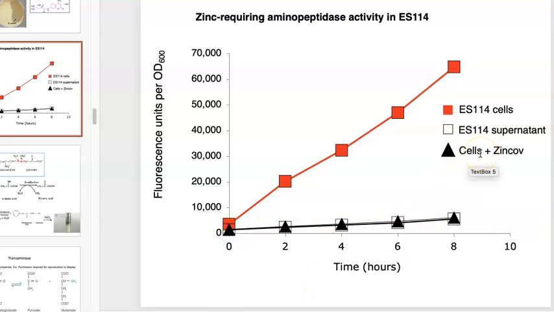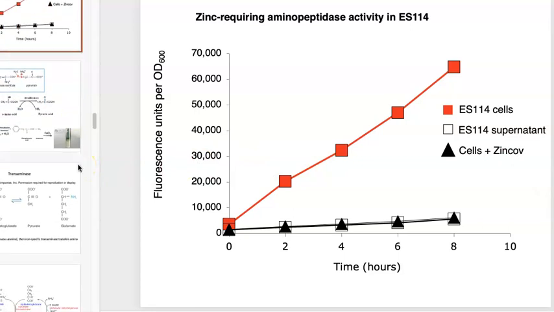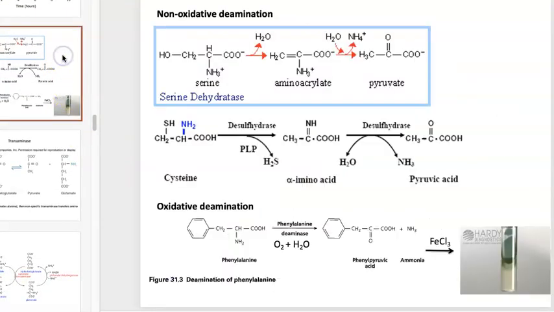Similarly, once you know that the activity is associated with one fraction or the other, in this case it's the cell fraction, you can take the cell fraction and mix that with a zinc metalloprotease inhibitor, such as Zinkoff, and show that you can abolish the activity. So you get two pieces of information here: that the activity is cell-associated, and that the activity can be interfered with by a zinc metalloprotease inhibitor, suggesting that it does require zinc as a cofactor.